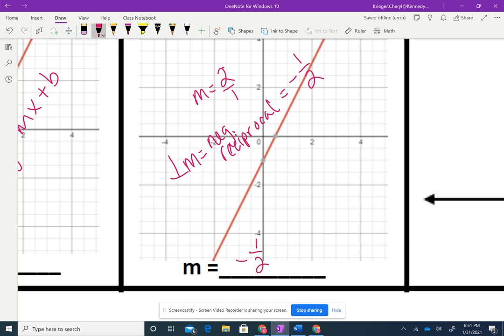And we can always try that, right, to see if it looks like it makes a perpendicular line. If I were to take any point on this graph, and I'll choose the y-intercept, and I went down 1 over 2, down 1 over 2, down 1 over 2, and I connected those dots, that should look like it connects at a 90-degree angle. And it does.